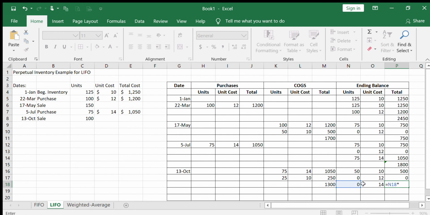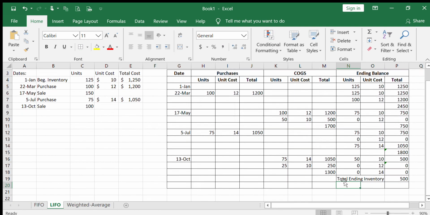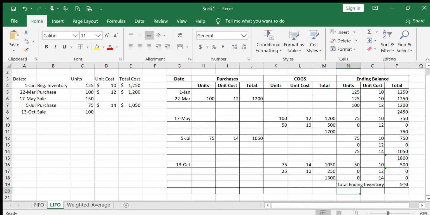After we do all of this, we can figure out our ending inventory amount, which is 500 plus 0 plus 0, which is obviously $500. That is our total ending inventory, which is what we were asked at the beginning of the problem: how much the inventory we have left at the end of the year is worth. Using the LIFO method, we say $500. And we can find our total cost of goods sold by adding together our two sales: 1,700 and 1,300 gives us $3,000.